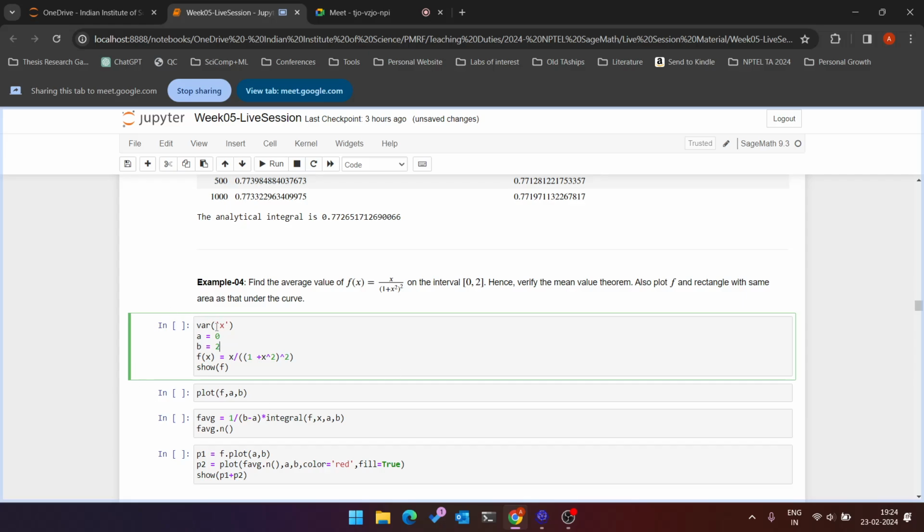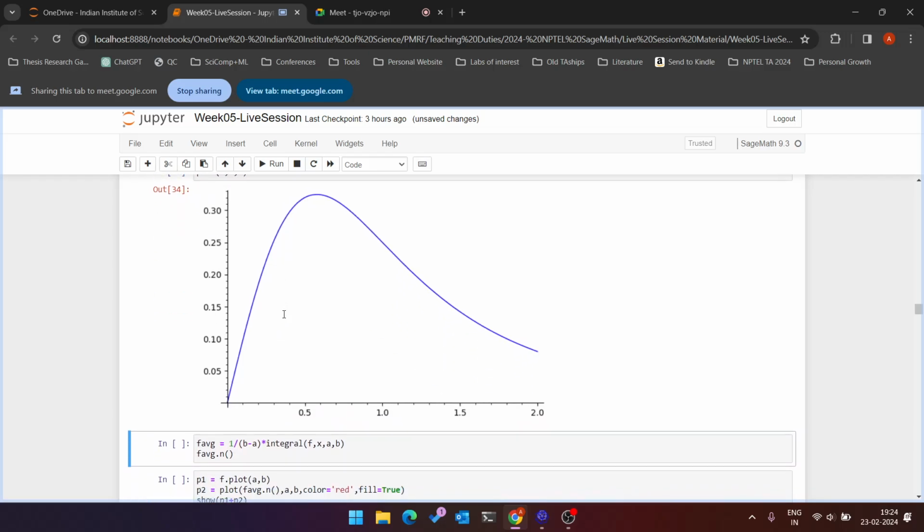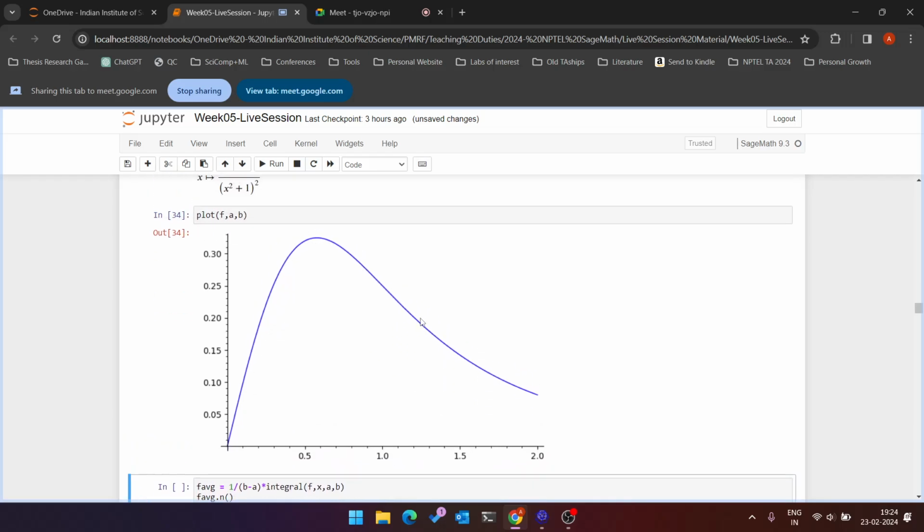So again, we begin by the same steps. First, start by initialization, which includes initializing variable x, our limits a and b, and my function f of x. So my function form is correct. Next, I'll create a plot of f between a and b. So this is how my f of x looks.